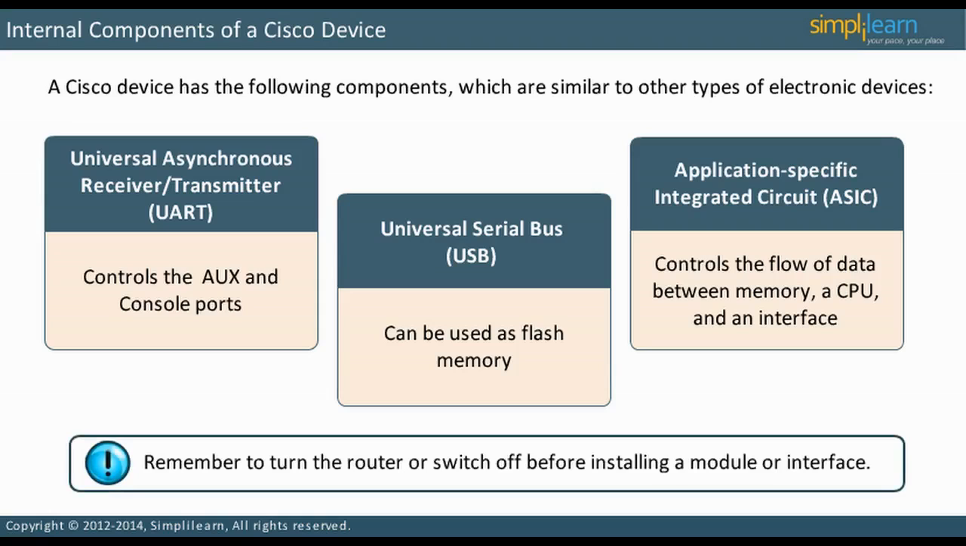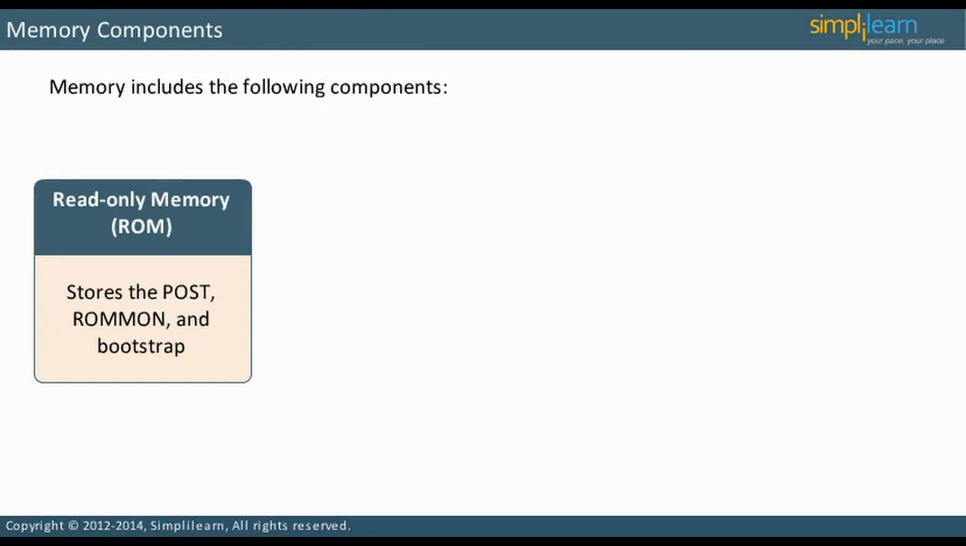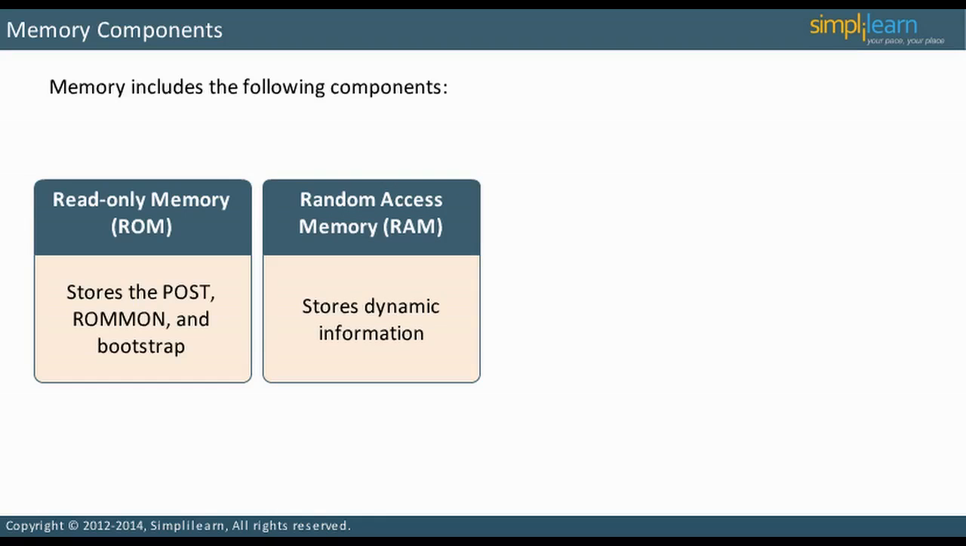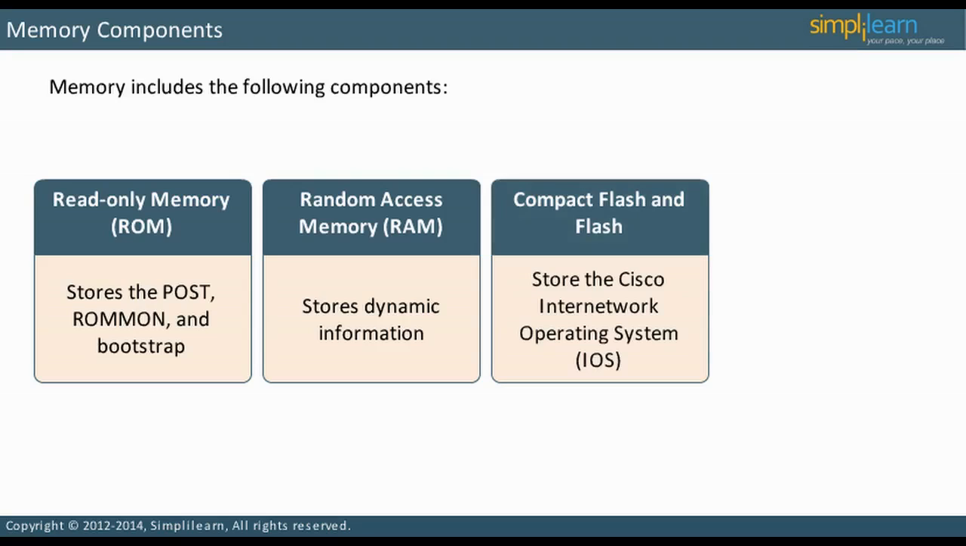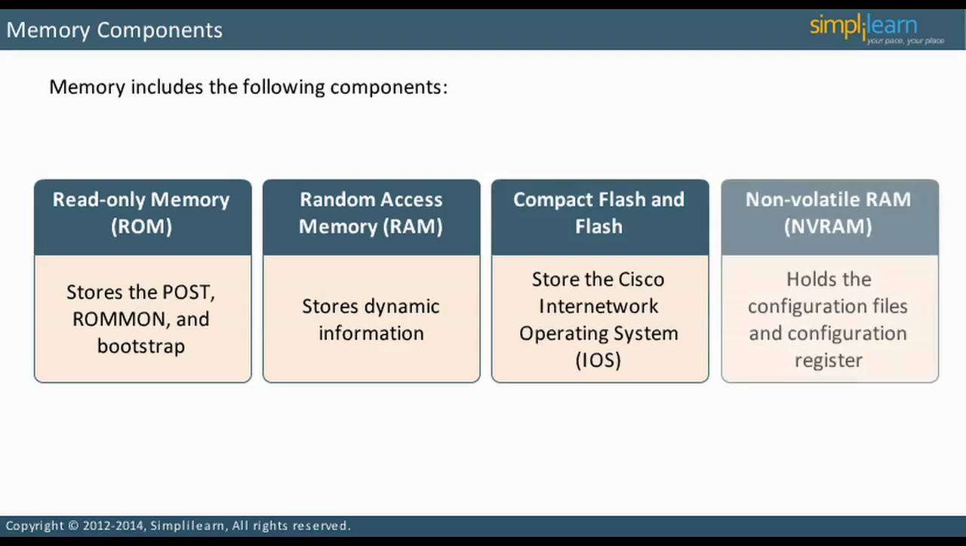Now let us look at the memory components. Read-only memory, ROM, stores the power-on self-test, POST, ROM monitor, ROMmon, and bootstrap. Random access memory, RAM, stores dynamic information, such as the routing table, running configuration, ARP cache, and buffers. Compact Flash and Flash store the Cisco Inter-Network Operating System, IOS. Non-volatile RAM, NVRAM, holds the configuration file and the configuration register.